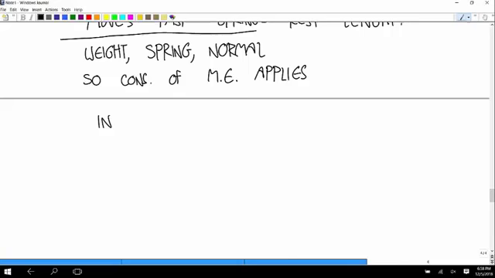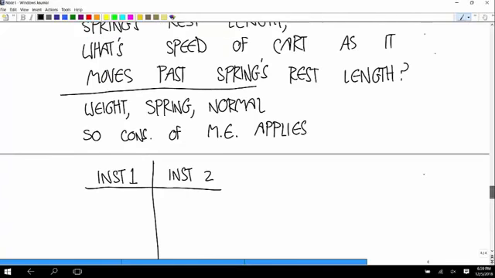So let's set up this little table. Here's instant 1. Here's instant 2. Okay, so this time we have two types of potential energy. We have gravitational and spring potential energy. At instant 1, let's say that this is the one where it's 8 centimeters away from the resting length.